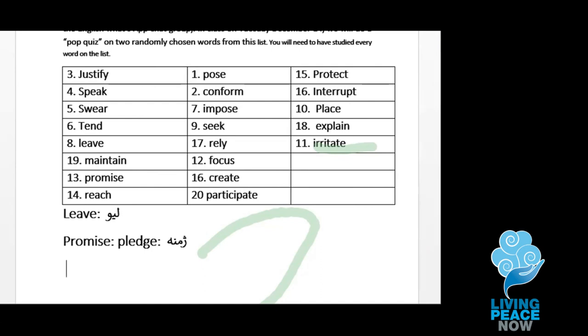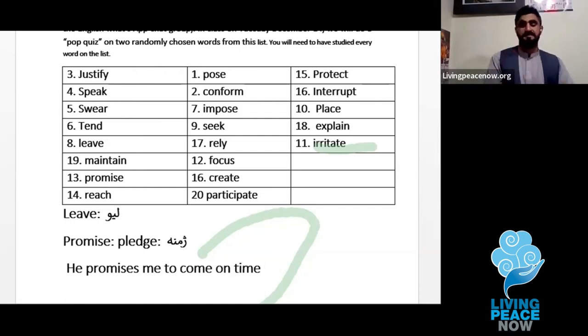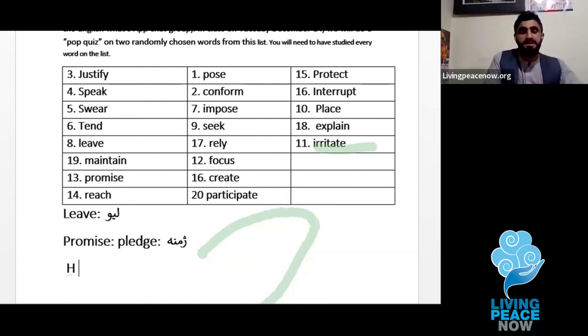This is the word form. If you use it with a singular pronoun, she promises, he promises. Got it? She and he promises me that's my solution, to come on time. Got it? This is the word form and how we can change it to a noun.